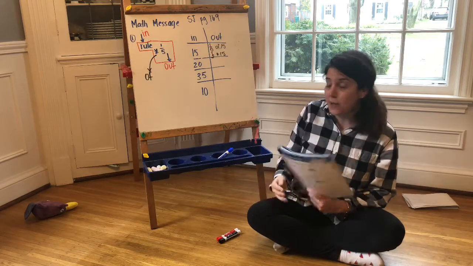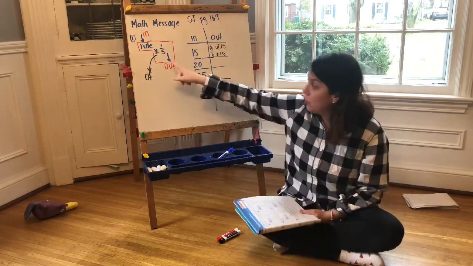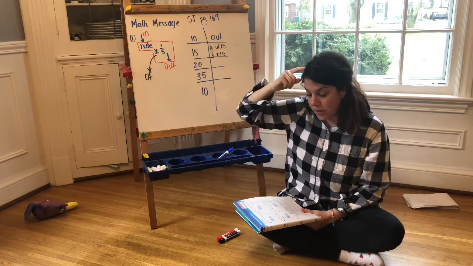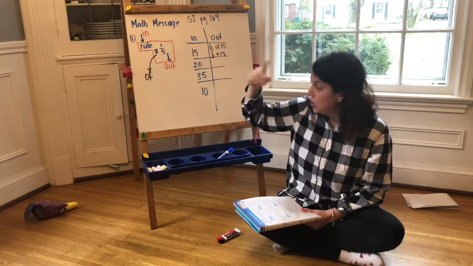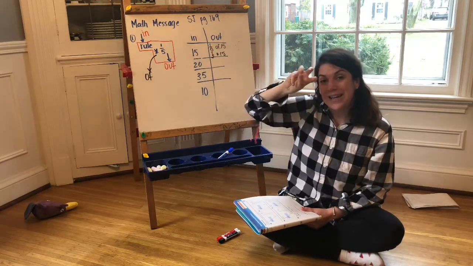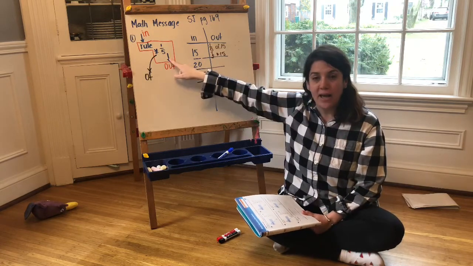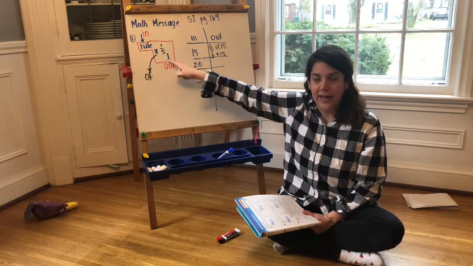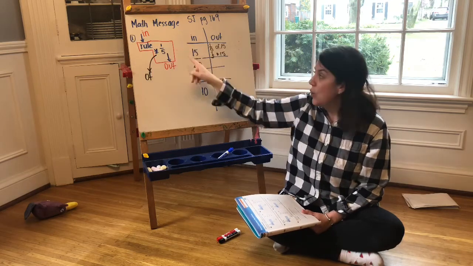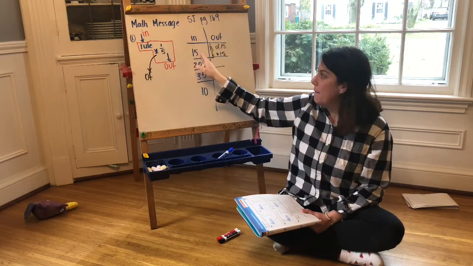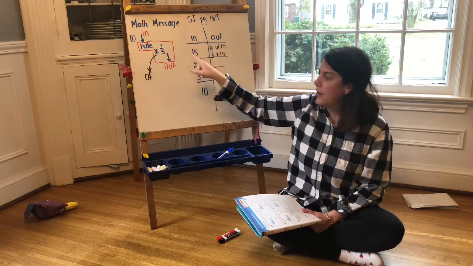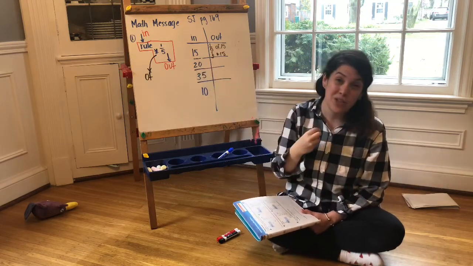If you see on your page, you have a rule. The rule is you are going to take the number that's in, and you're going to multiply it by 1/5. Now you're probably saying, Miss Eden, we've never multiplied a whole number by a fraction. Well, actually you have.